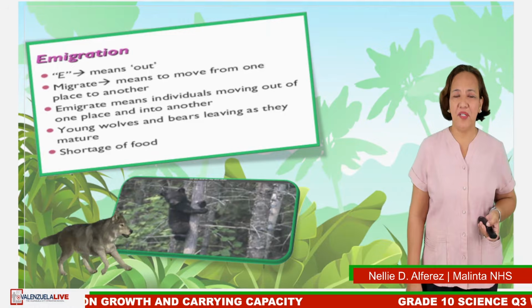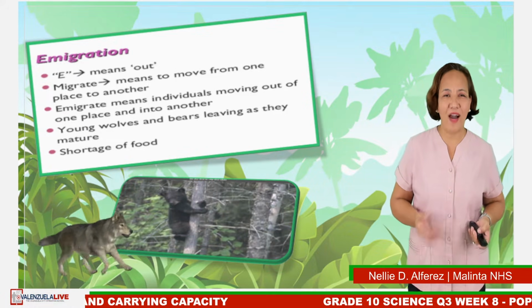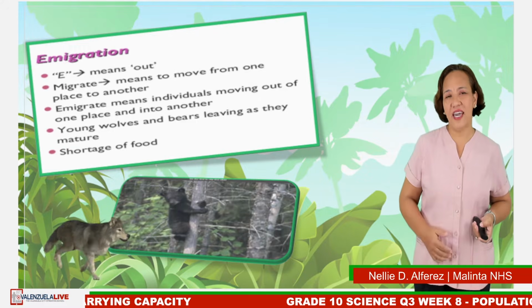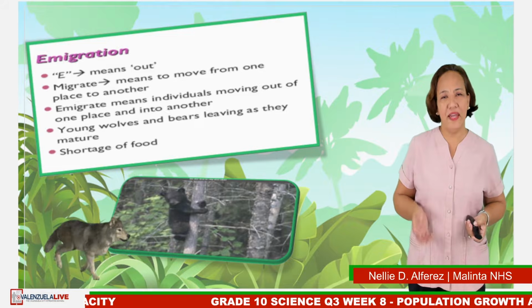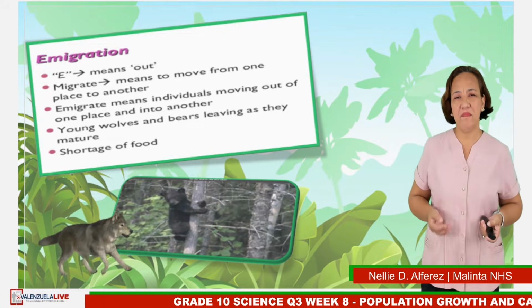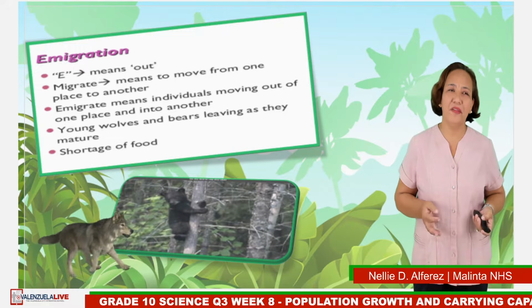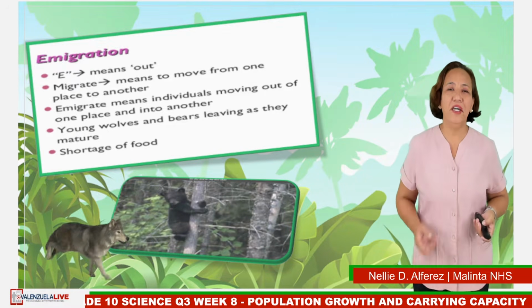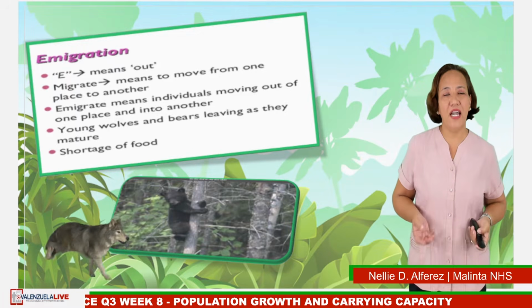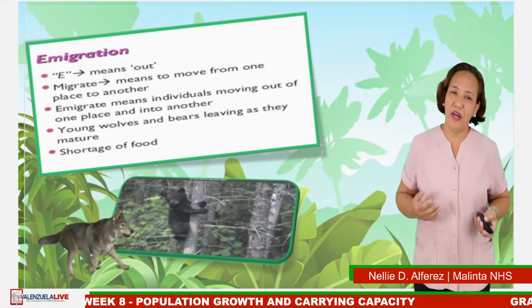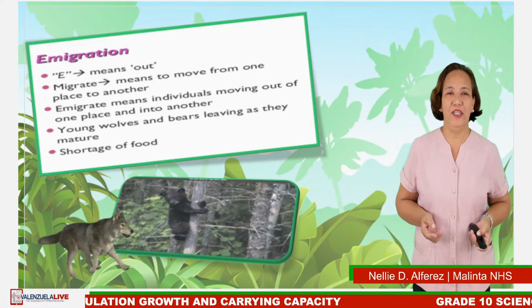Next is emigration. The prefix "e" means out. And again, as I said, migrate means to move from one place to another. So emigrate means individuals moving out from one place to another. Example, the young wolves and bears leave as they mature, or they leave because they are having a shortage of food.